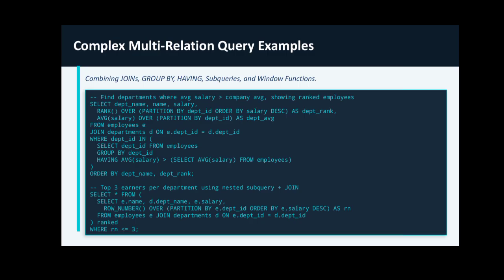The second example solves the classic top-n-per-group problem, finding the top 3 earners per department. This is achieved by wrapping a ROW_NUMBER window function inside a derived subquery, then filtering on the row number externally. This pattern is widely used in real-world data engineering and reporting.